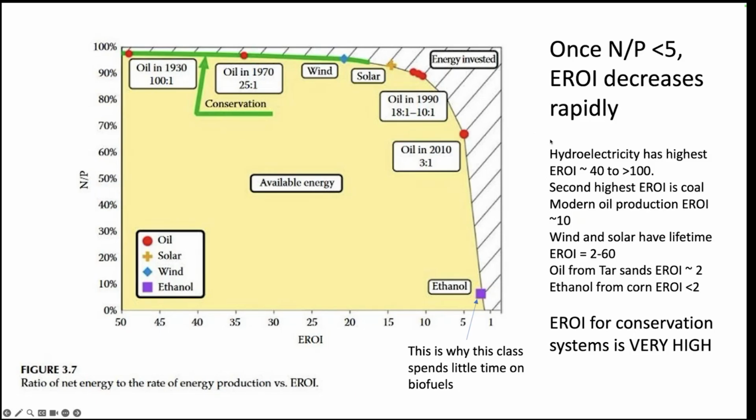We've got hydroelectricity has the highest EROI, and the second highest is coal. Modern oil EROI is getting lower and lower. Wind and solar have lifetime EROIs of between 2 and 60. If we think about oil from tar sands, the EROI is going to be very low, and if we think about the heavy oil from Venezuela, it's also going to be very low. Ethanol from coal, similarly.